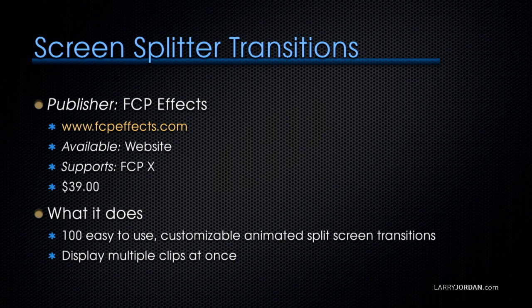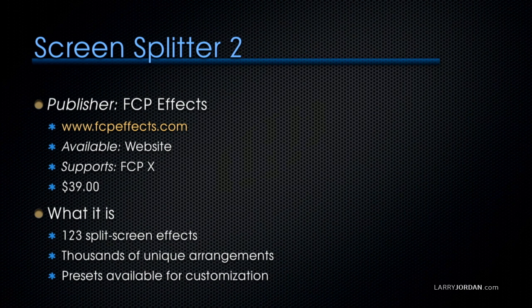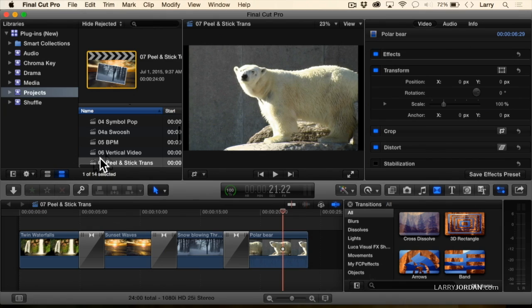Screen Splitter Transitions from FCP Effects is a $39 effect, and Screen Splitter 2 is an effect that's not just a transition. Both of these are available from FCP Effects. They both are $39, and they have a variety of split-screen transitions and effects. I'm going to do these back-to-back, but they're two separate plugins.